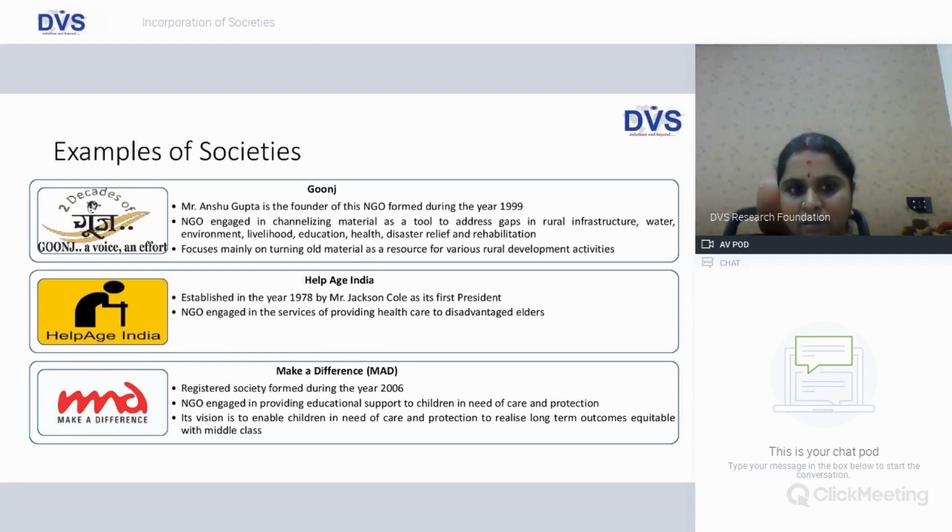Make A Difference is a registered society, again formed during the year 2006. This is an NGO engaged in providing educational support to children in need of care. Its vision is to enable children in need of care and protection to realize long-term outcomes equitable with the middle class. If you see their website, what is equitable outcome? They say that it is the reasonable quality of livelihood which is required for each child.